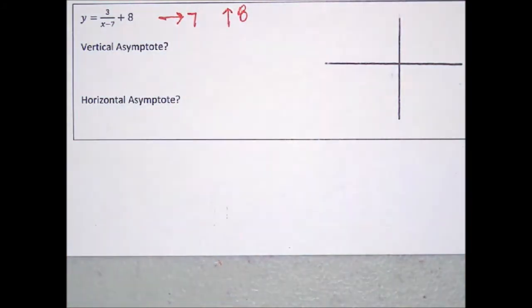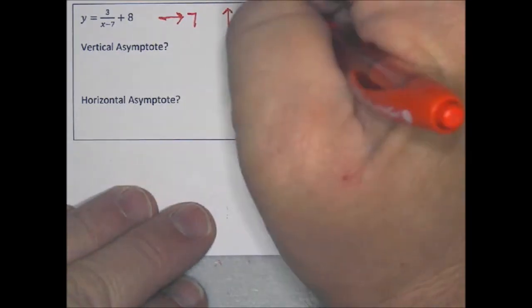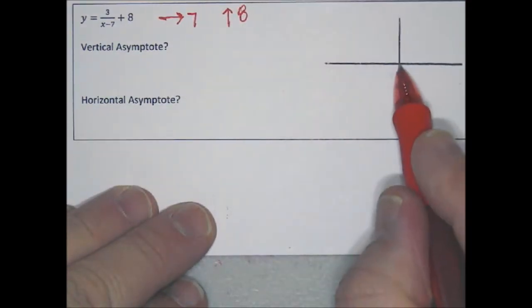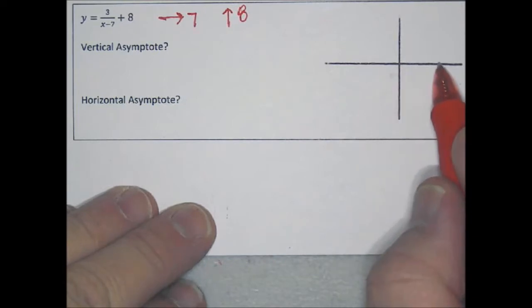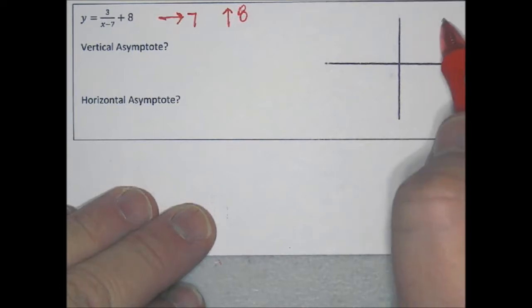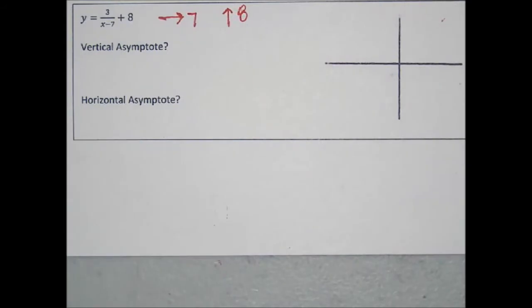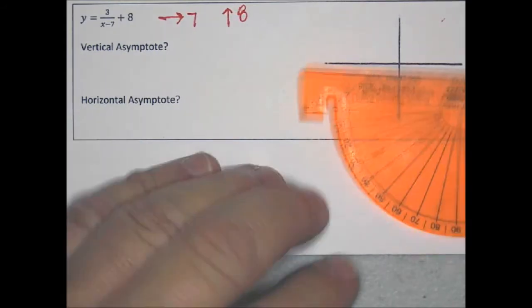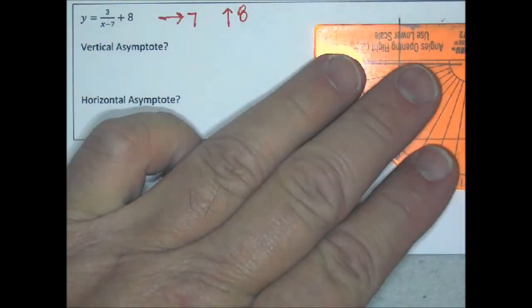So the asymptotes are actually going to meet at the point 7, 8. Because if they begin at 0, 0, and we go right 7 and up 8, there's a very critical intersection right here. And that's the intersection of the two asymptotes. So I'm just going to draw in the asymptotes.